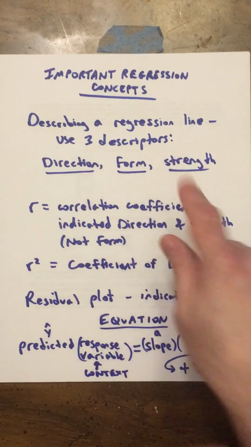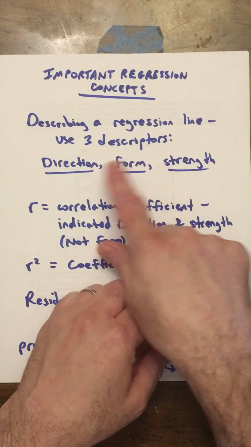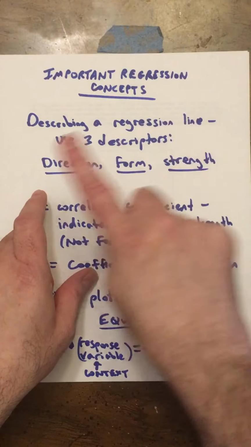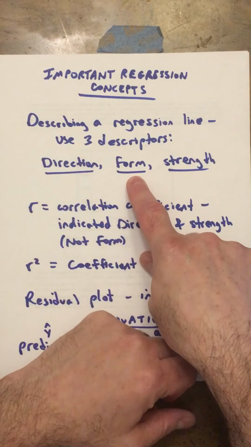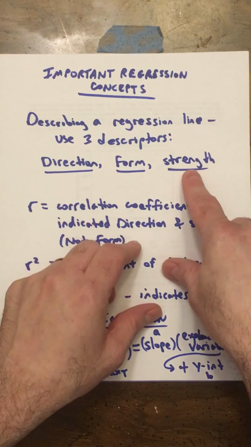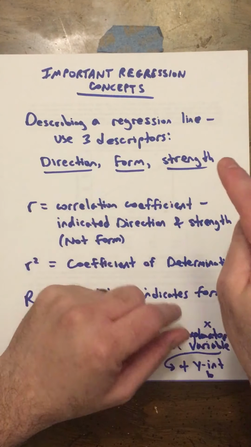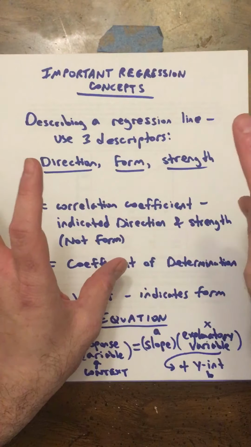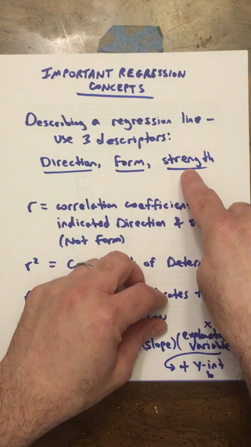First of all, when you're describing a regression line, there are three descriptors you have to use. Direction would be positive or negative. If the regression line is going upwards or downwards, that's direction. Form is it linear or nonlinear? And finally, strength is how good is the fit with the regression line to the data. If the points are all over the place, but it seems to be going in one direction, it has weak strength. But if the points are very close to the line, then it'll be strong.